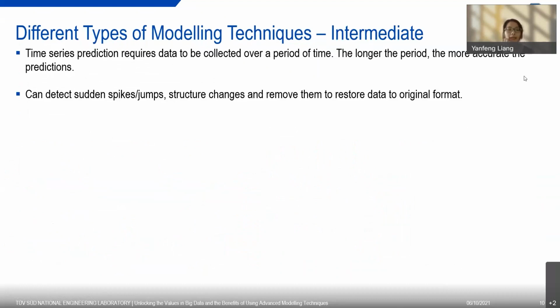For example, for time series prediction, we will need the data to obviously be collected over a period of time. In other words, we need time series data. The longer the period, the more accurate your prediction is going to be. So for example, say we only have a day's worth of data and you wish to predict what's going to happen, say, in the next week.